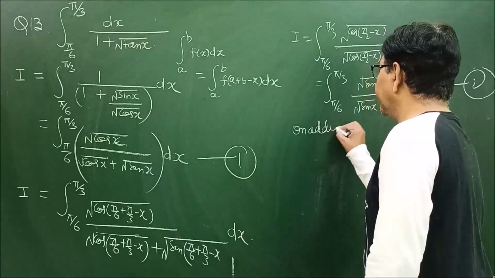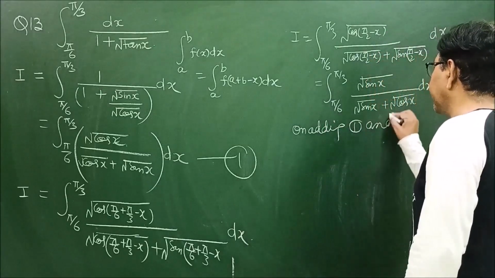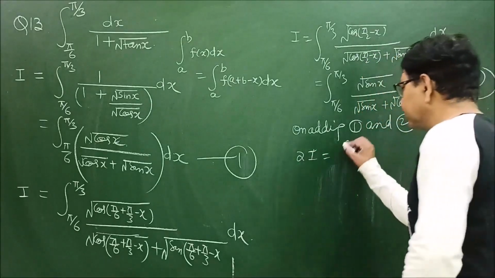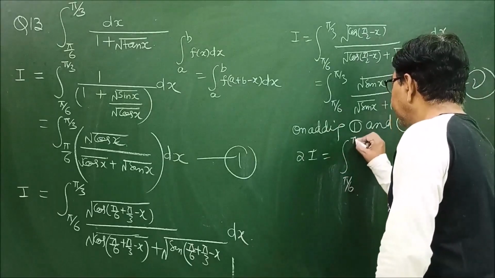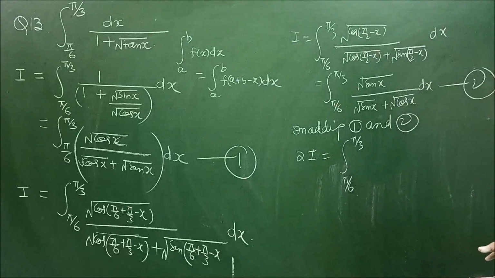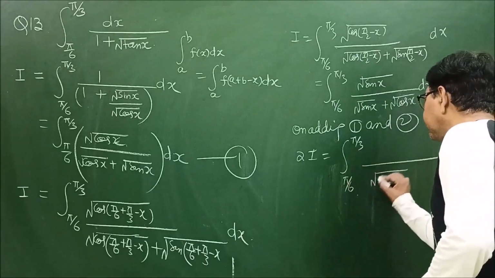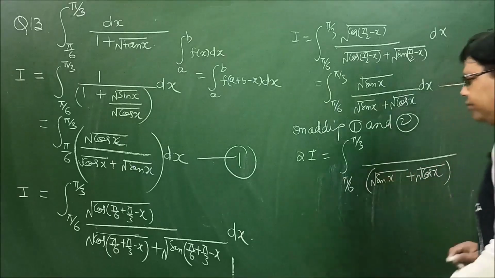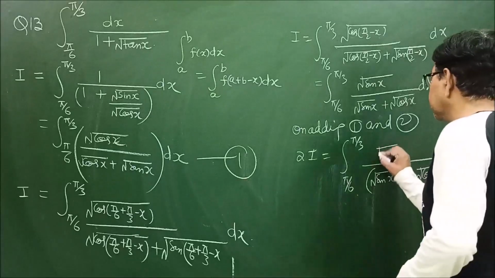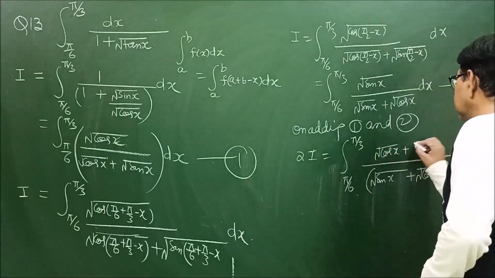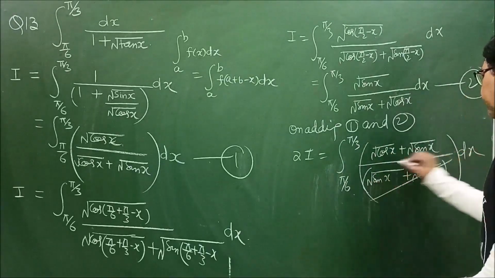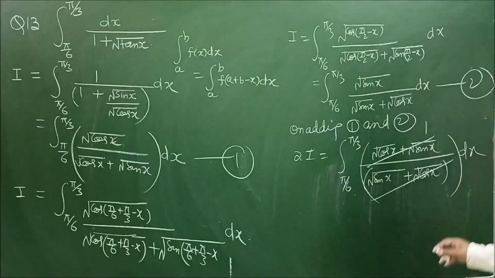Now adding this first original integral and this integral, on adding first and second, we get 2I is equal to the integral from pi by 6 to pi by 3, and both are having the same denominator, root sin x plus root cos x. So root sin x plus root cos x is the LCM, and in the numerator we have root cos x plus root sin x dx, and same value, so this cancelled and 1 dx you know is equal to x.